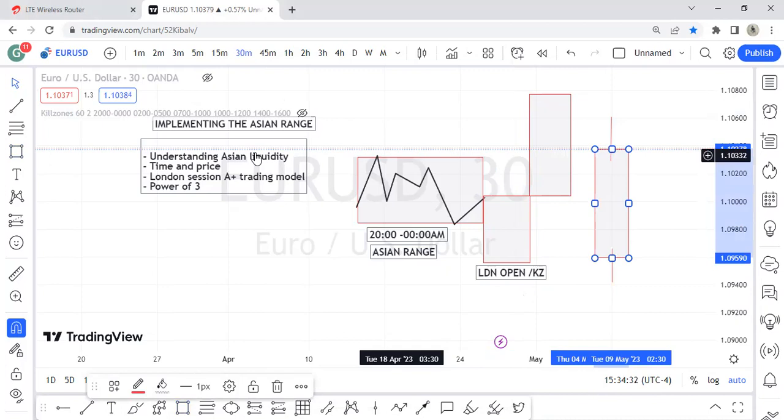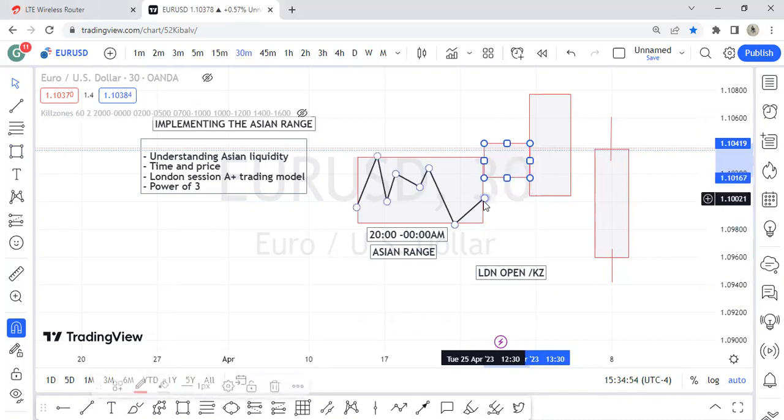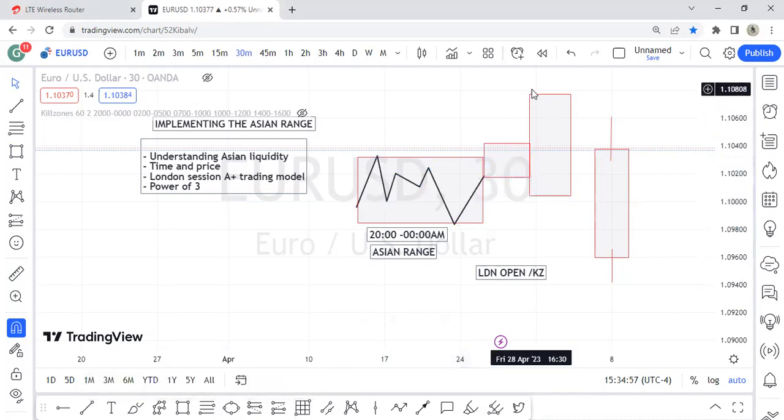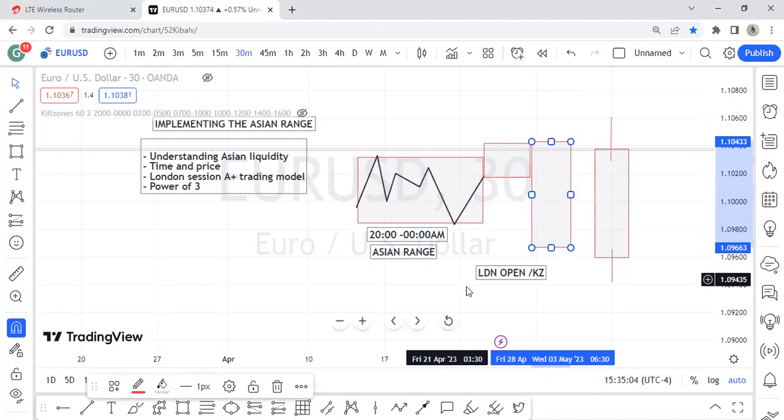I've just combined everything: Asian liquidity, time and price, London session, all of it. I don't expect an Asian structure to be mitigated. I like to see this taken out before price rallies higher if I am bullish. If I am bearish, I like to see price do the opposite. I want to see price rally above the Asian high, and then I look for short opportunities to go lower. You can make the Asian low your first target, and then any liquidity below as your overall targets.